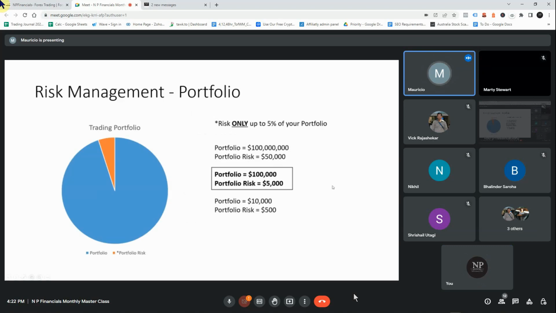Perfect. So I just want to give you a bit of a warm up before I share the tool or the details of it. So basically, from my understanding and from what I've learned, we always risk only up to 5% of the portfolio. So I've got some examples here as well. So if our portfolio size is 1 million, then our portfolio risk would be 50,000.